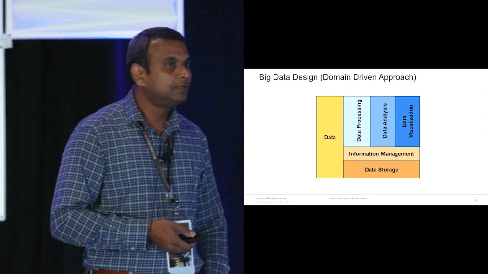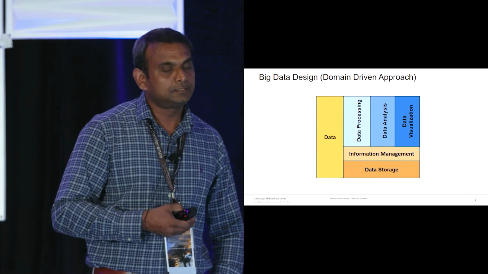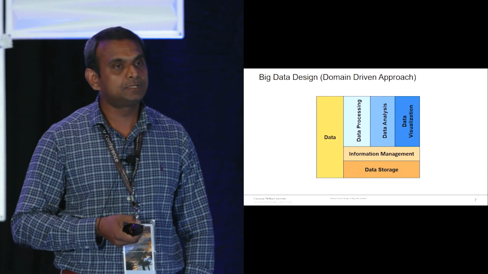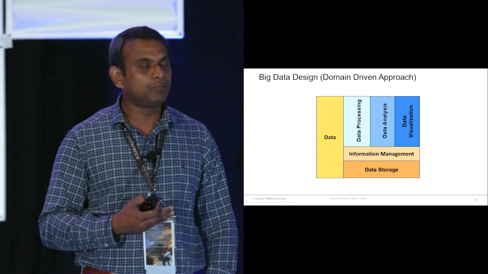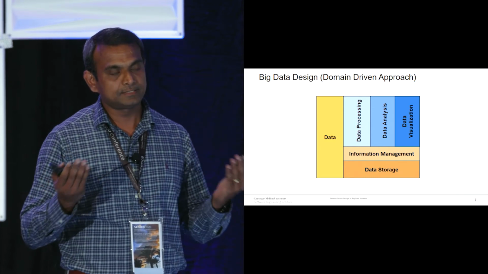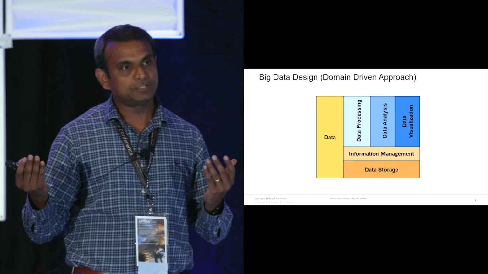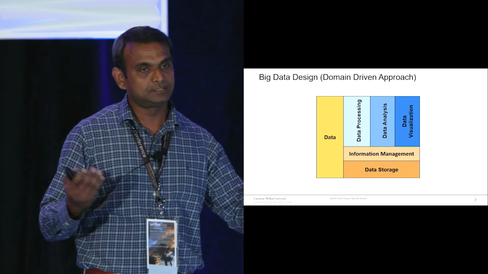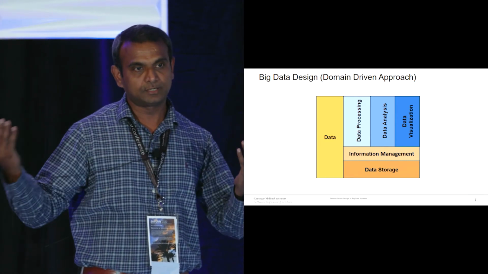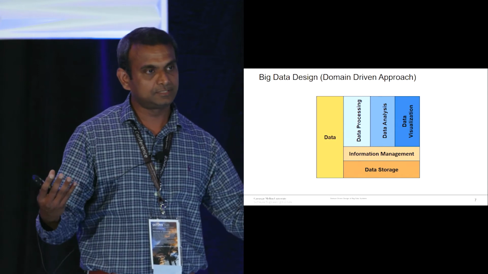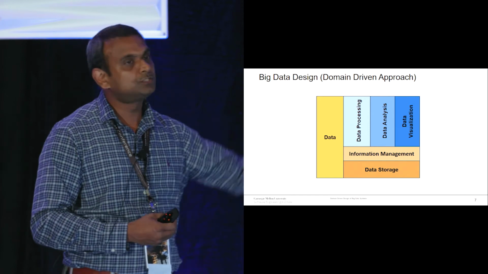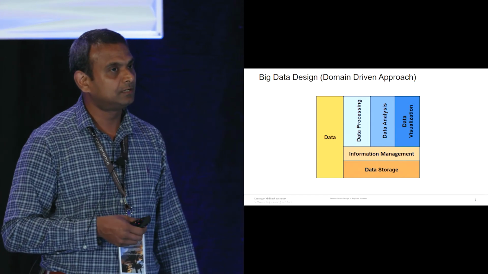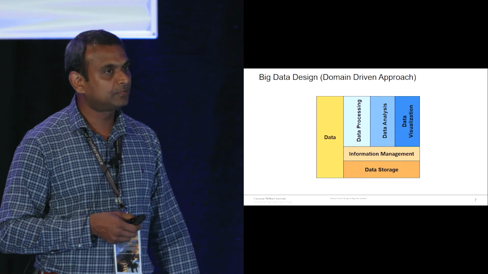When you take Hevner's information system research framework, there are two parts: one is the knowledge base and another one is the business needs. If you put everything together, taking the knowledge base and the business needs and then some kind of architecture, this would be the big data architecture. This is the reference architecture for big data.